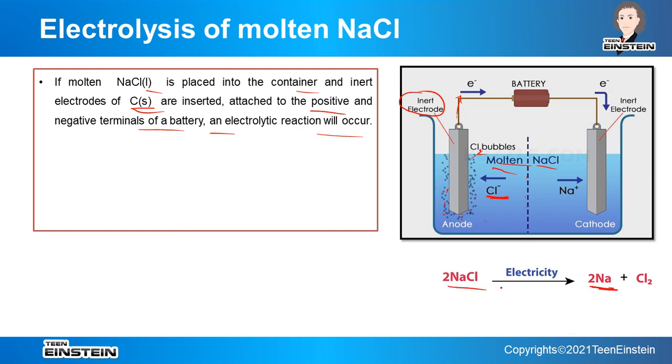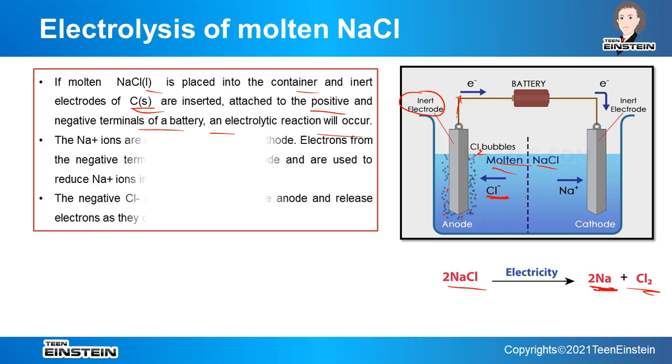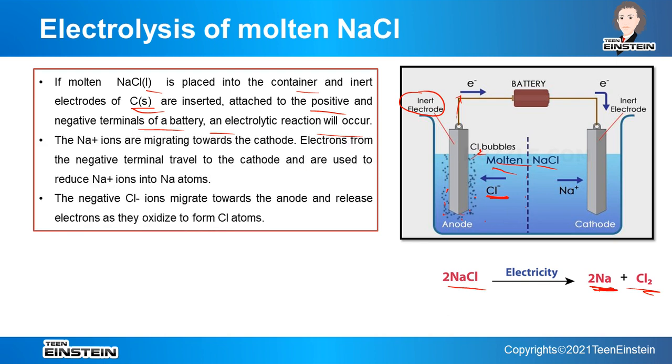So constituent elements of NaCl are sodium element and chlorine element. So we can get both of them. So sodium ions are migrating towards the cathode, because in the electrolyte we have Na+ ion. Electrons from the negative terminal travel to the cathode, and they are used to reduce Na+ ions into Na. And the negative Cl- ions migrate towards anode, that is this one, and they release the electrons and themselves will be oxidized to form Cl. So here Cl- is converted to Cl plus electron.